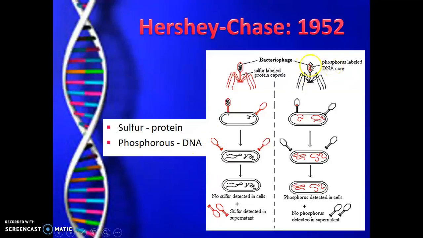Okay, trial 2, the phosphorus labeled the DNA, so the DNA is red. And that is what they injected into the cell to take over. If you still don't understand this experiment, pause the video and call me over, and we'll talk about it one-on-one.